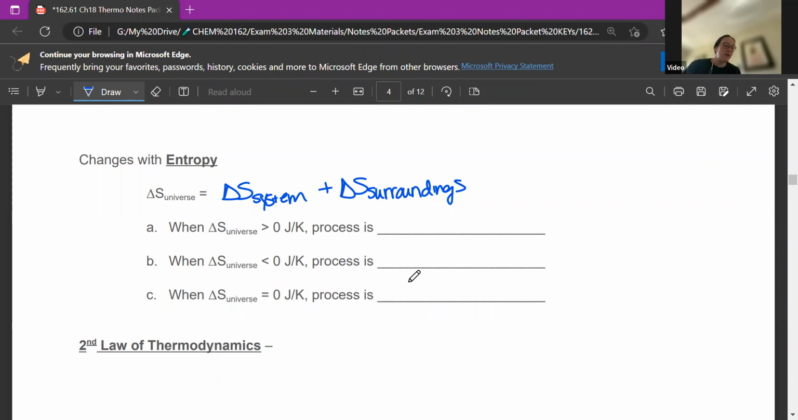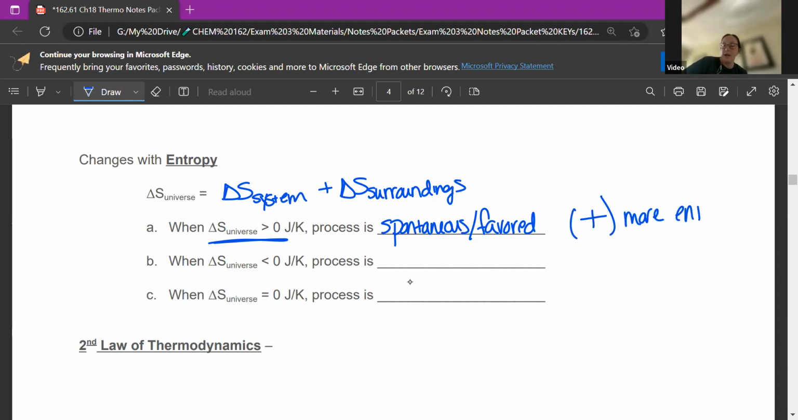When the delta S of the universe is greater than 0 joules per Kelvin, the process is spontaneous or favored. Okay, essentially, the universe tends toward chaos. It's easier to become chaotic than it is to organize things. So the delta S of the universe for something that is spontaneous is going to be greater than 0. If it's positive, that means it's becoming more entropic. That is favored. So positive is more entropy, more chaos, that type of thing.